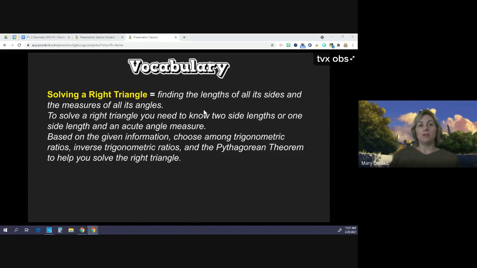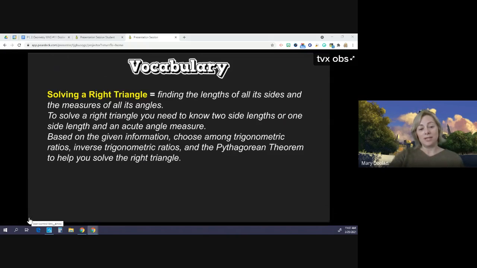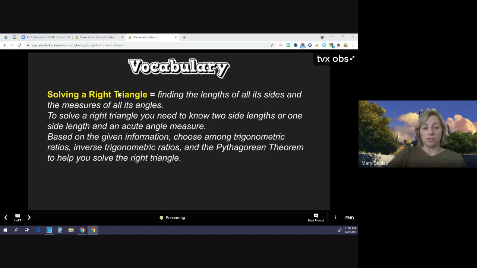And then based on whatever information you're given, you can choose among trigonometric ratios, inverse trigonometric ratios, and the Pythagorean theorem to help you solve that right triangle. So that's what we're going to be doing, is solving right triangles today. Again, this is not something new. It's just taking everything that we've been learning and also remembering the Pythagorean theorem to do what is called solving a right triangle.